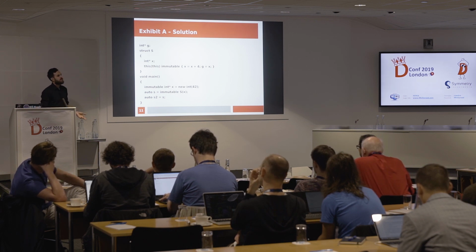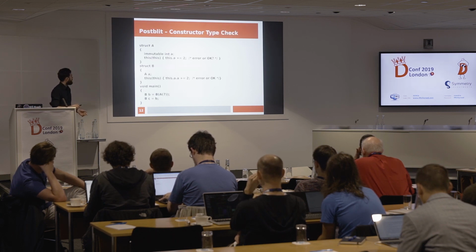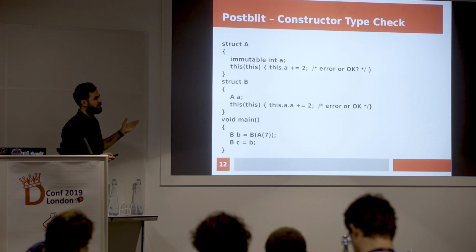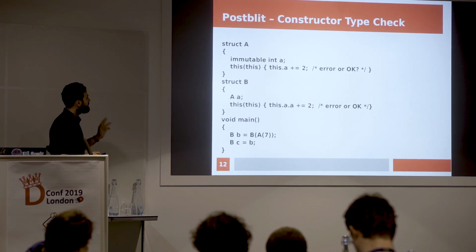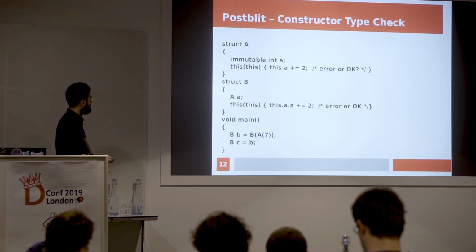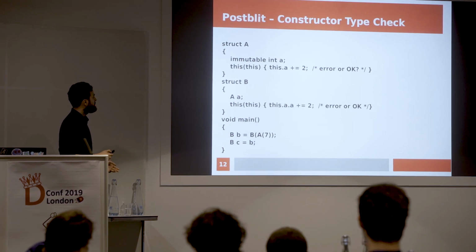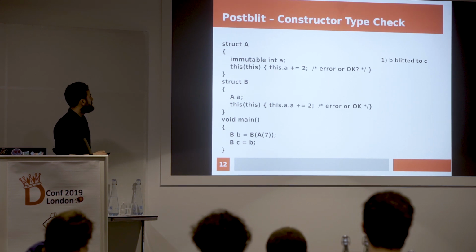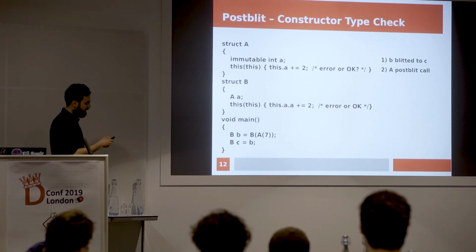But let's say we make this compromise. We say that the object is still raw, so we can initialize it. Then, what do we do in this situation? So here, we have a struct that has an immutable field and a post-blit, and another struct that contains the other one and also has a post-blit. Now, when this line is executed, what happens is that B's contents are blitted into C, and then A's post-blit is being called.